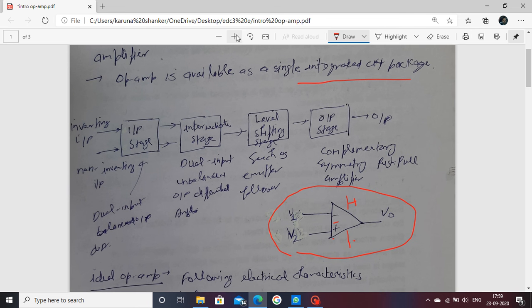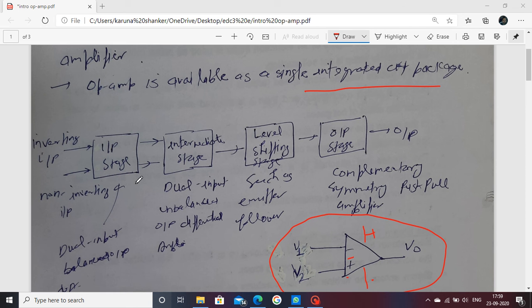Now these input terminals go to the input stage. Next the signal moves to the intermediate stage, then to the level shifting stage, and the last one is the output stage. In the output stage we take the output. Whatever input is given on this side, we get the output at the last terminal of the stages. You see here inverting and non-inverting as inputs. This is the input stage.